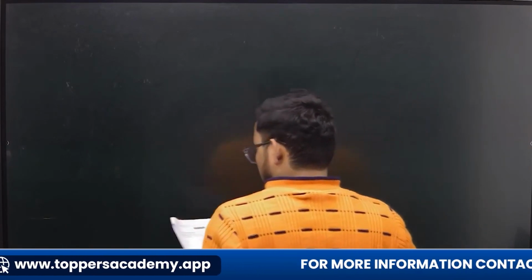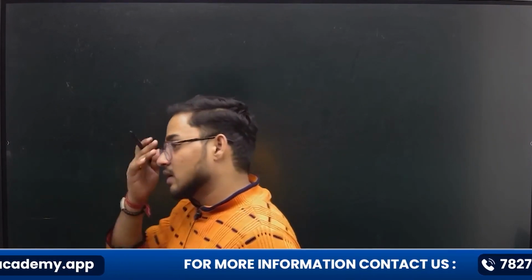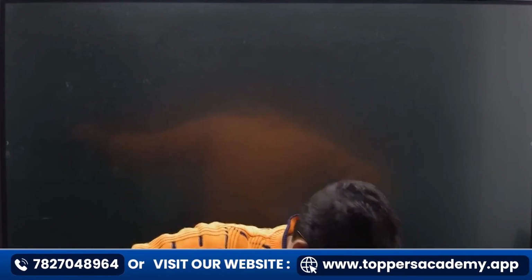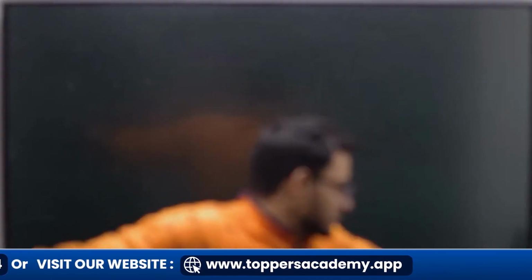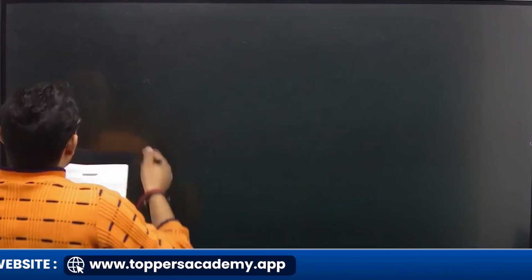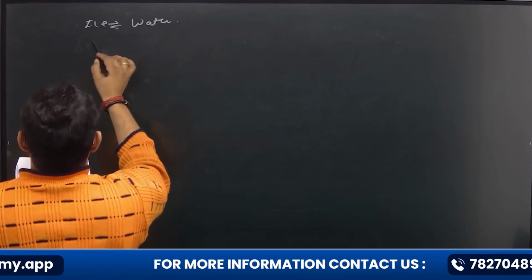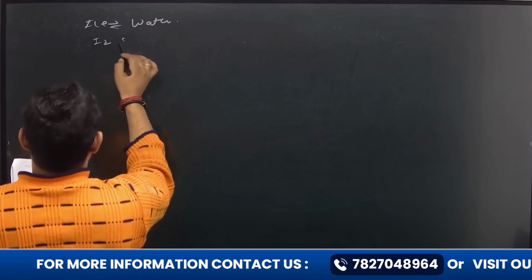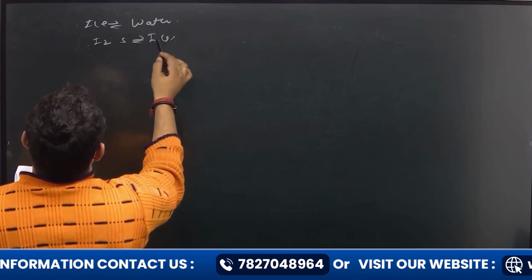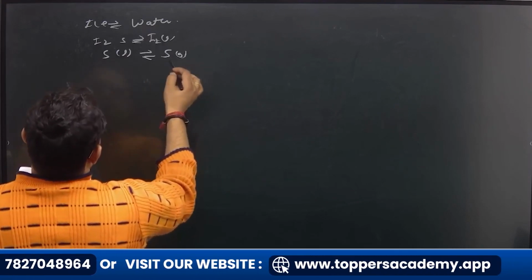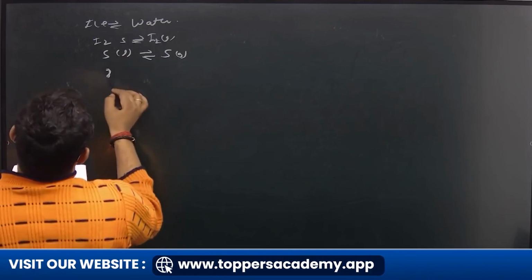72. Which of the following is not a physical equilibrium? My dear students, in a physical equilibrium, only the states change. If there is a change in the chemical composition, that means a change in the formula of the reactant or product, it is not a physical change, it is a chemical change. For example, you will see ice to water, I2 solid to I2 gas, any solid, suppose a metal, converted into gas, and O2 to O3.